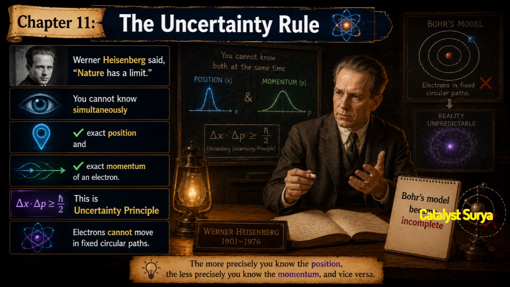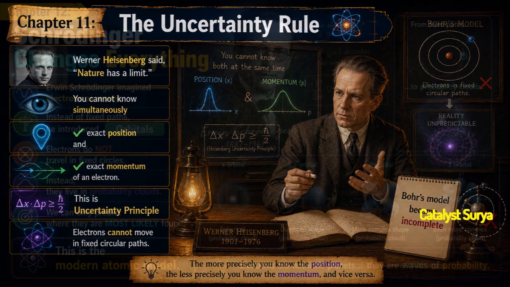Soon after, Werner Heisenberg made another remarkable discovery. He showed that nature itself has limits. It is impossible to know both the exact position and the exact momentum of an electron at the same time. This became known as the uncertainty principle. It meant that electrons cannot travel in perfectly fixed circular paths. Bohr's model, although successful, was not the complete picture.